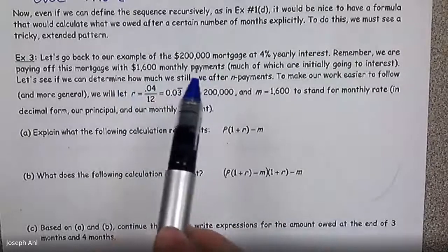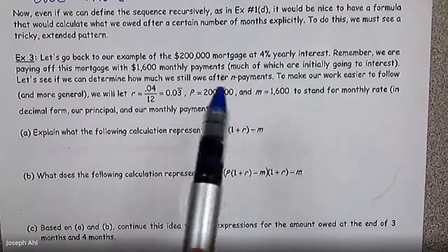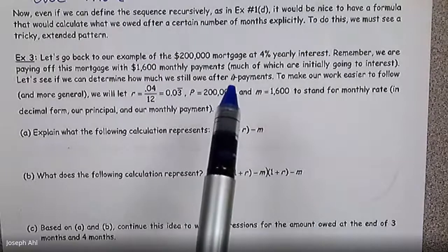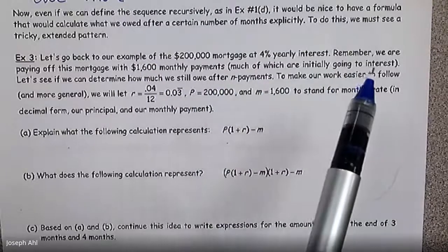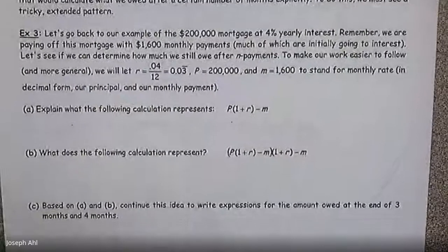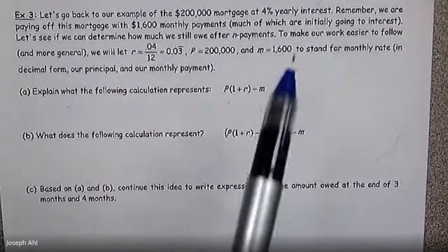So if we go back to our example with $200,000 mortgage at 4% yearly interest, the mortgage payments that we have are $1,600, okay, which we know is a lot going to the interest. Let's say we can determine how much we still owe after n payments, and to make our work easier, we're going to follow a more general model.